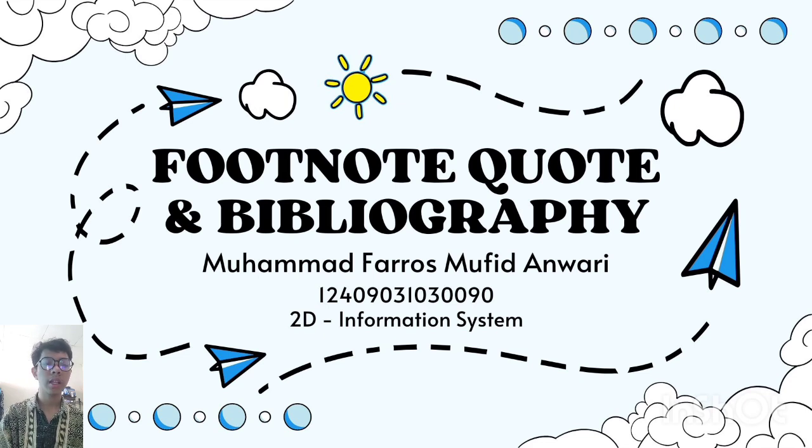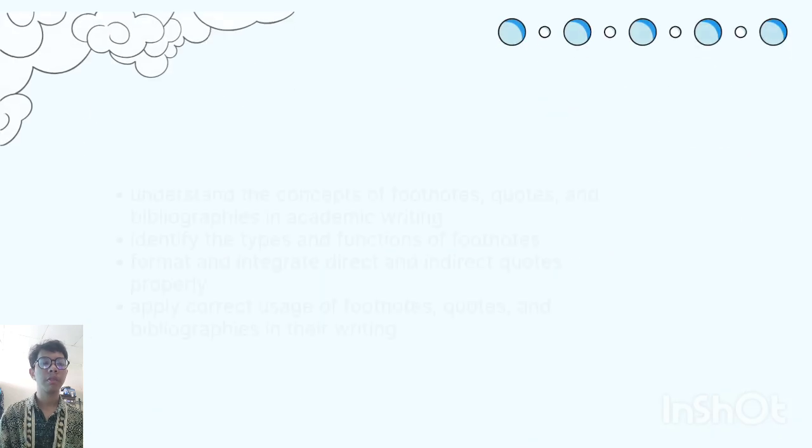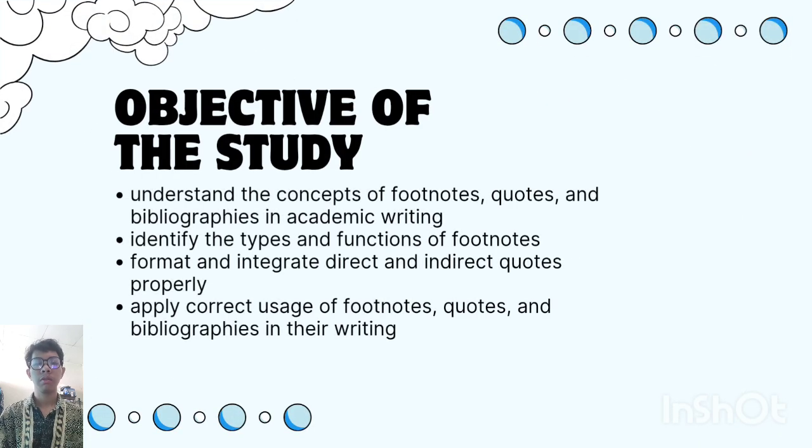So, next slide. The objective of the study. First, we will understand the concept of footnotes, quotes, and bibliographies in academic writing. We will also identify the types and functions of footnotes. Third, we will know the formats and how to integrate direct and indirect quotes properly. And the last, we will apply correct usage of footnotes, quotes, and bibliographies in our writing.